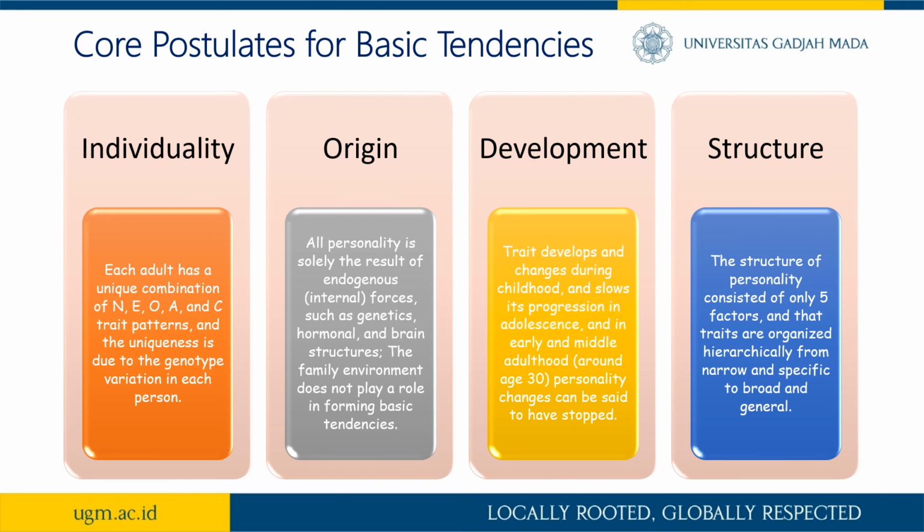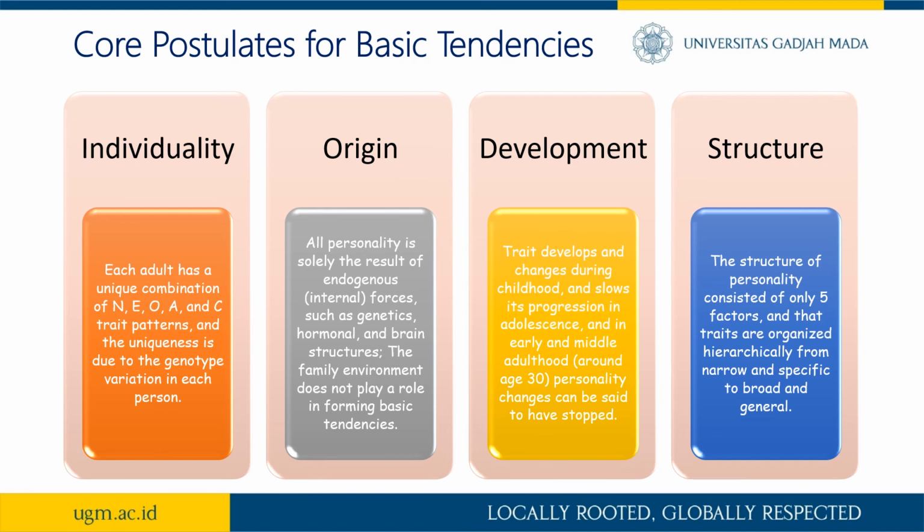And then the third core postulate for basic tendencies is related to development. McCrae and Costa believe that traits develop and change during childhood and slow their progression in adolescence. So across time, it's becoming more stable. And in early and middle adulthood, around the age of 30, personality changes can be said to have stopped. So it's becoming stable, absolute, during the 30s. That's what McCrae and Costa say.